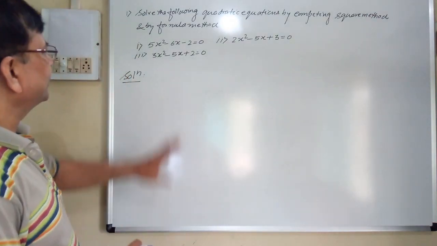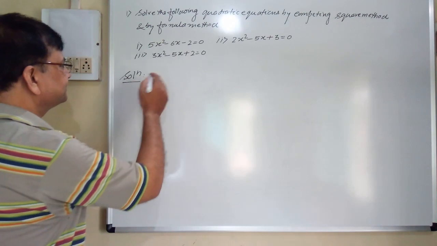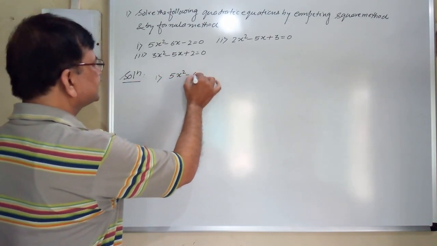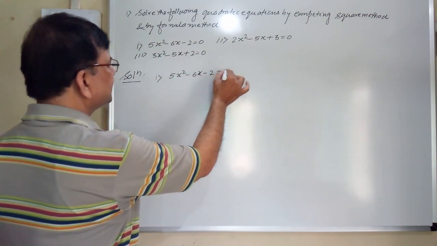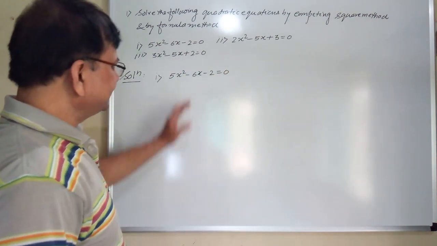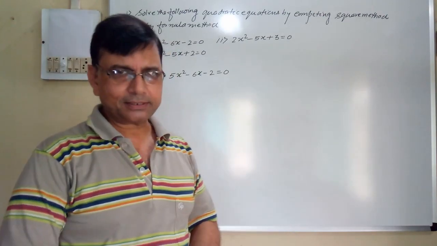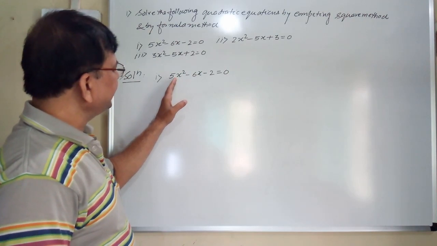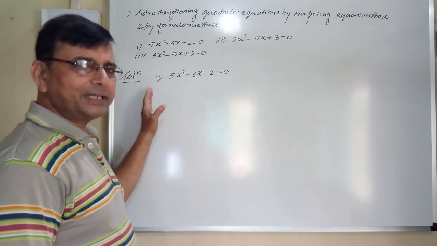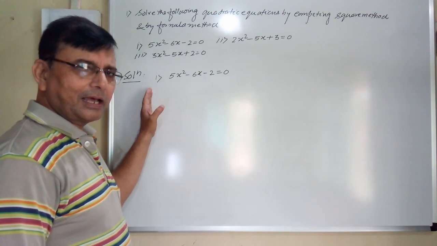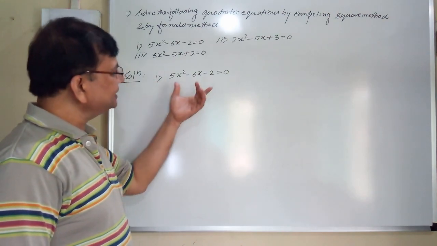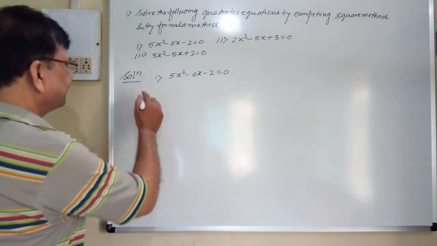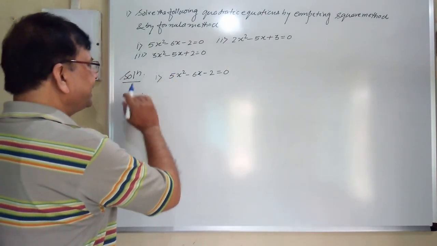Okay. So I will take the first question, that is 5x square minus 6x minus 2 is equal to 0. Now this is to be solved by the completing square method. So for that, what do we do? First we take 5 common from this equation, right? And then whatever is left is processed further. So the first step is taking 5 common.